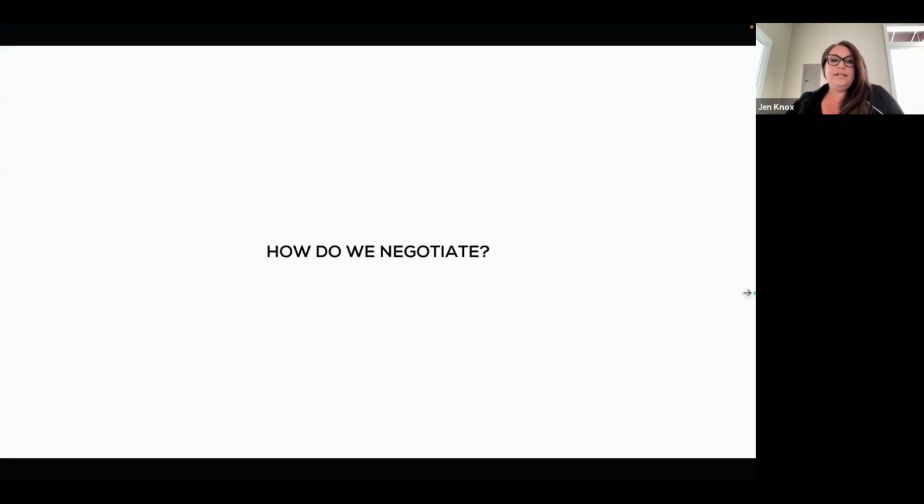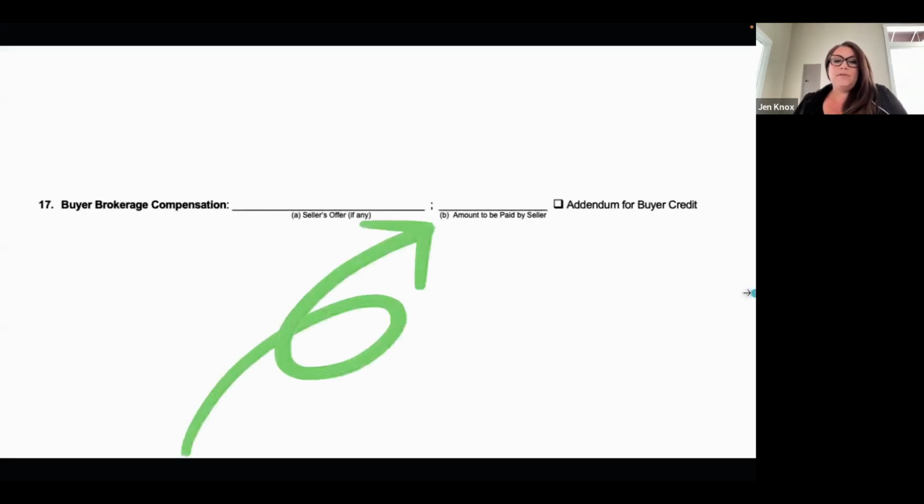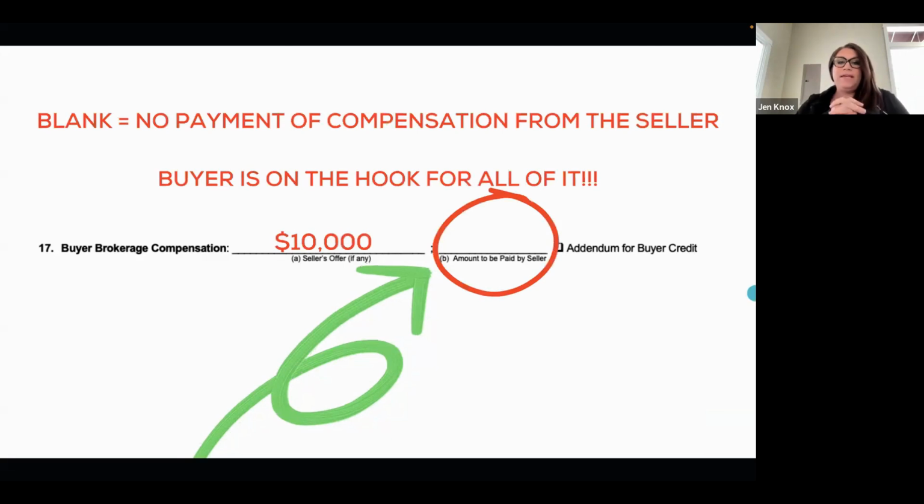So how do we negotiate this? Well, that's going to be 17B. We're not going to touch 17A because that is currently what the seller has offered to pay. We are going to do all of our negotiation in 17B. So 17A is what the seller has offered to pay. 17B is what we are going to be asking that seller to pay.